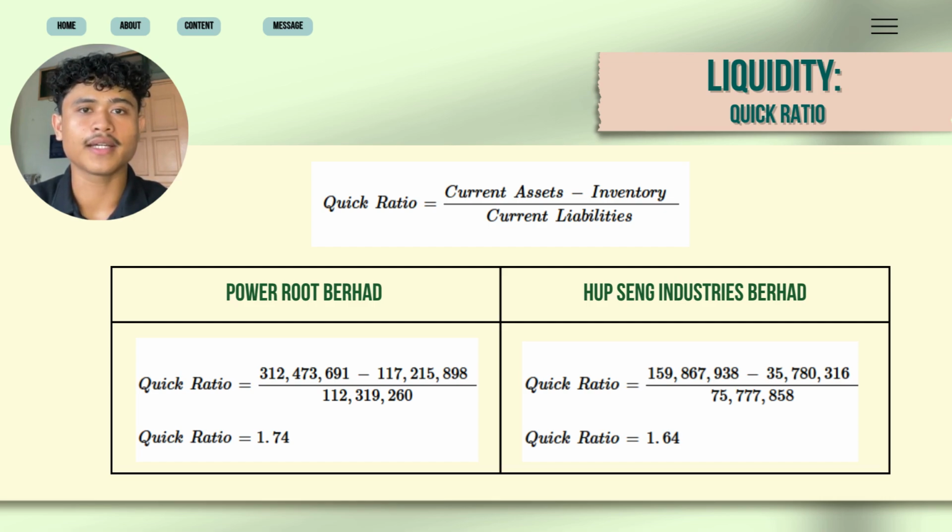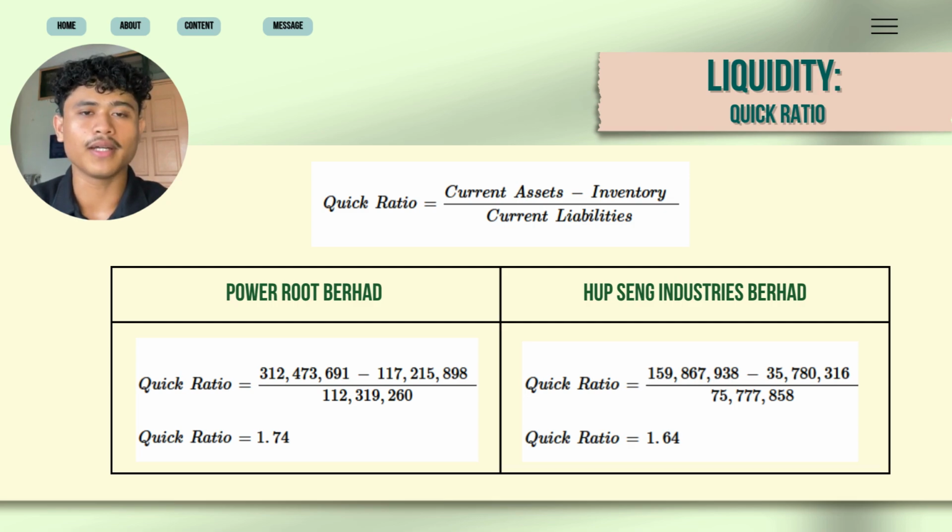Next, we will look at the quick ratio, also known as the acid test ratio. The formula is current assets minus inventory divided by current liabilities. Unlike the current ratio, the quick ratio excludes inventory because inventory may take longer to convert into cash. Therefore, it measures a company's ability to pay its short-term liabilities using its most liquid assets.